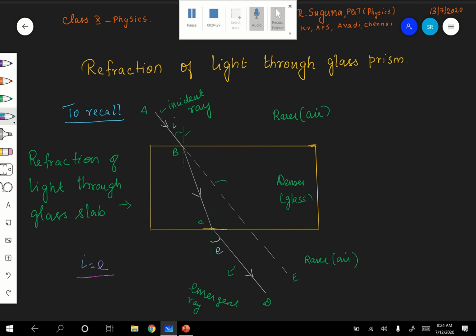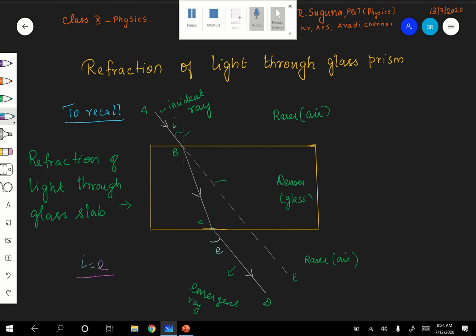Now we are going to see what happens when the light gets refracted through a glass prism. Here also we are going to see how the emergent ray comes out, whether it is parallel or not, everything we are going to see. Are you following, children? Right. Now going to the prism.